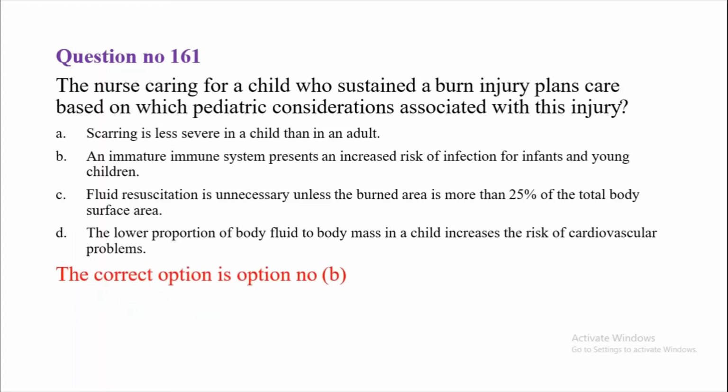The correct option is option number B. An immature immune system presents an increased risk of infection for infants and young children.